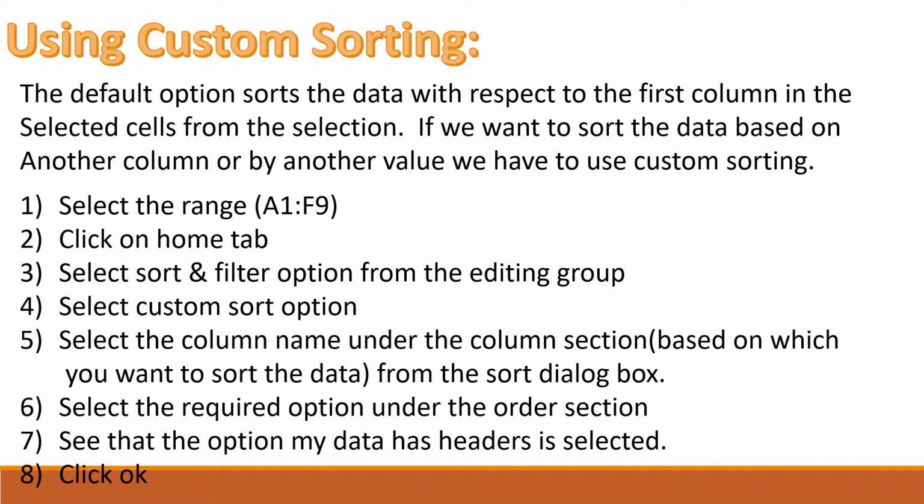From that sort dialog box you have to select the column name under the column section based on which you want to sort the data. Then the sixth step is select the required option under the order section. So you have to select two options here, one is the column name section and the second one is the order section.